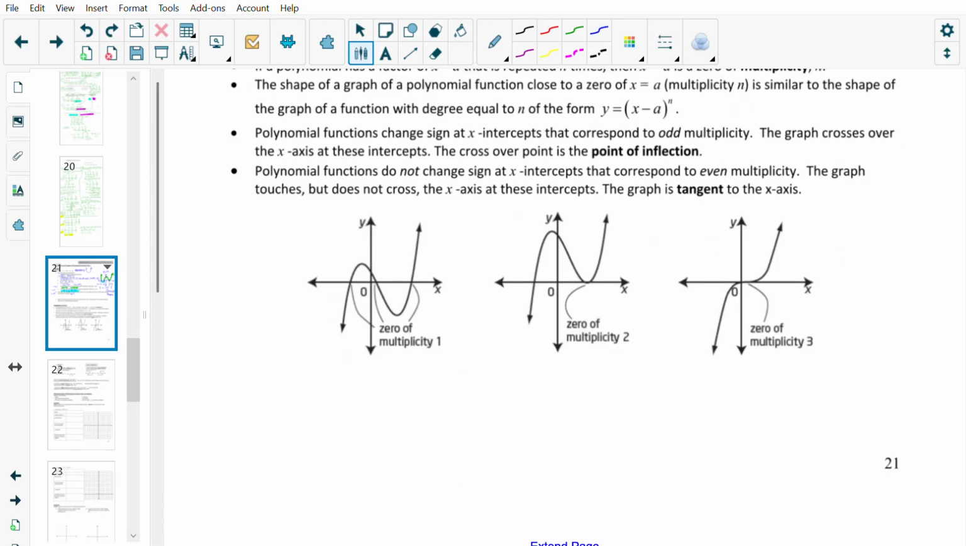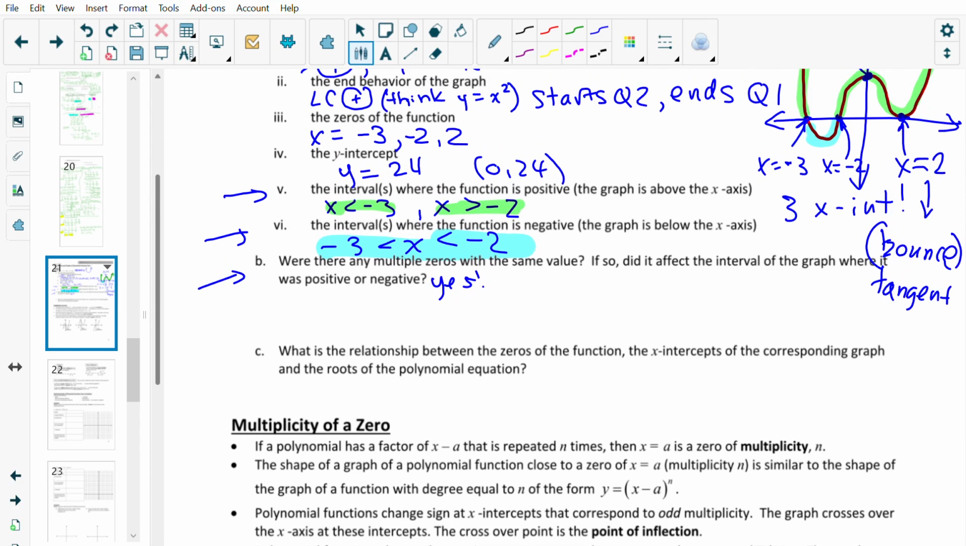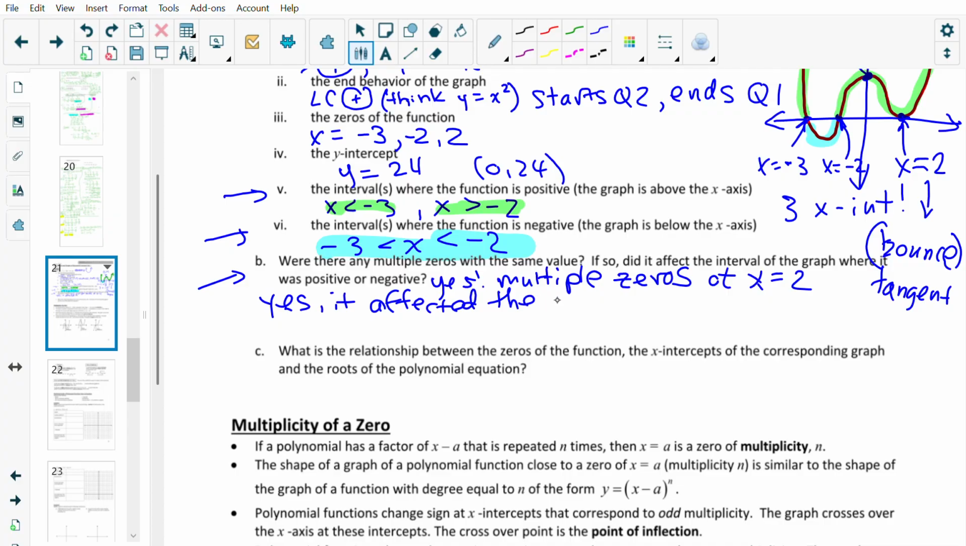We have a similar situation happening with this bouncing thing. So yes, multiple zeros at x equals 2, where the bounce happens. And yes, it affected the interval.